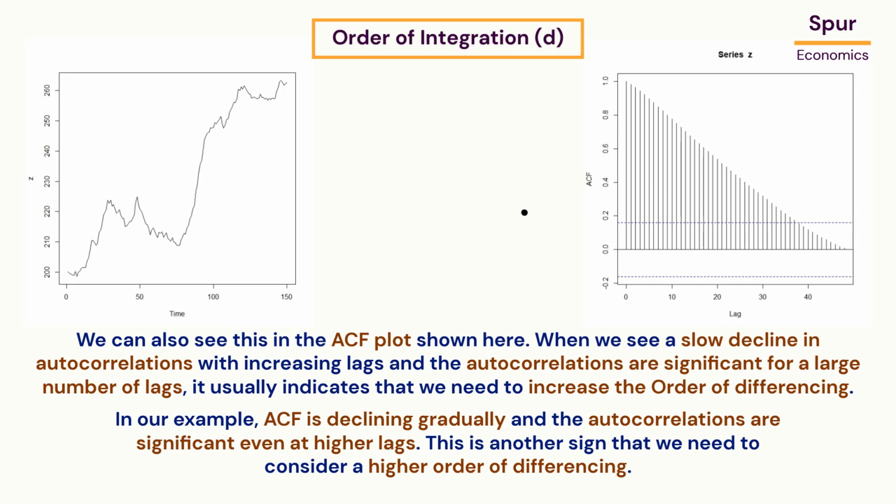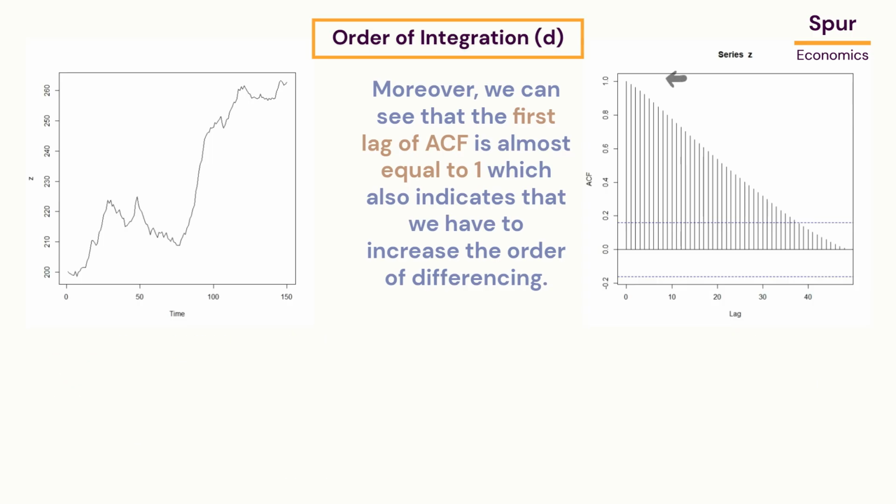We can also see this in the ACF plot shown here. When we see a slow decline in autocorrelations with increasing lags and the autocorrelations are significant for a large number of lags, it usually indicates that we need to increase the order of differencing. In our example, ACF is declining gradually and the autocorrelations are significant even at higher lags. This is another sign that we need to consider a higher order of differencing. Moreover, we can see that the first lag of ACF is almost equal to 1, which also indicates that we have to increase the order of differencing.